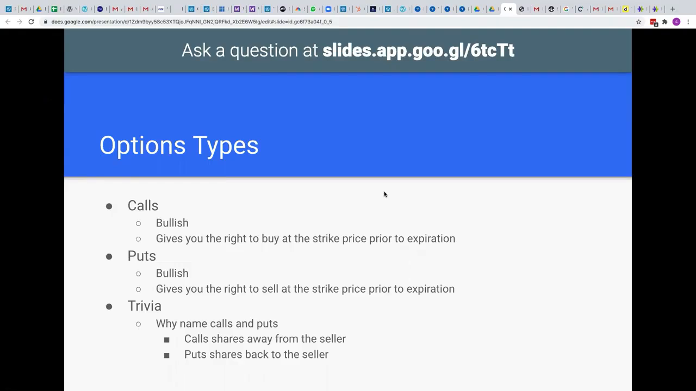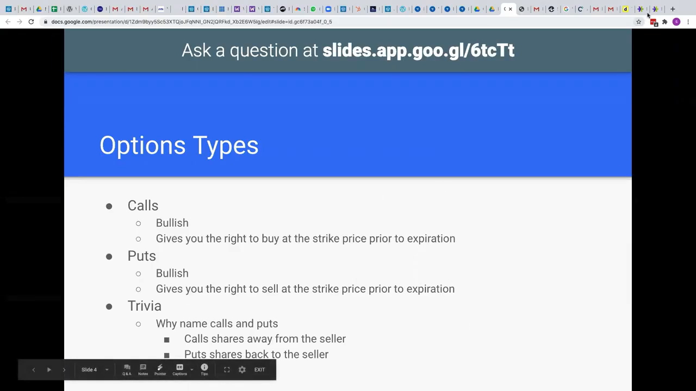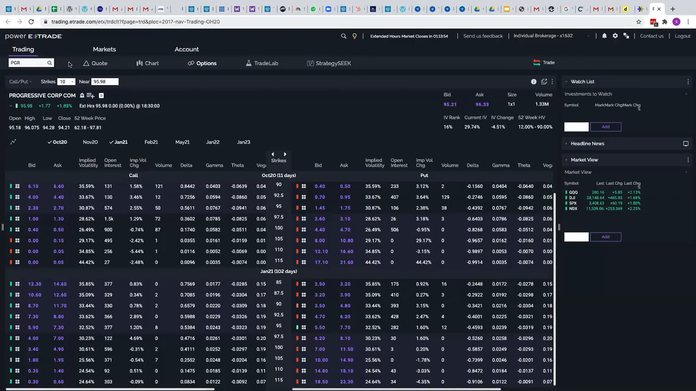What does a call mean? Try to grasp this statement once. It gives you the right to buy the underlying stock at the strike price prior to expiration. For example, let's say you have Apple, and you have a 100 strike price, right? Let's say you bought that. Let me show you an example with the real thing. Hold on. Let's take this Apple.